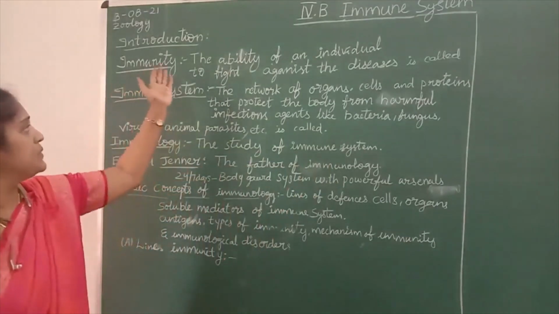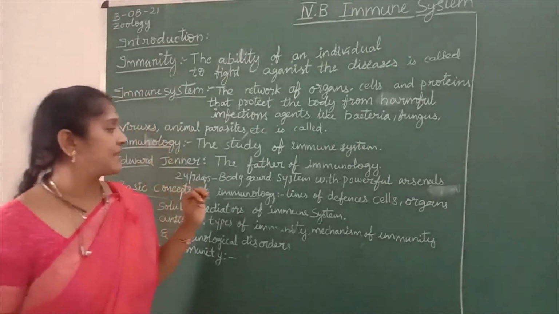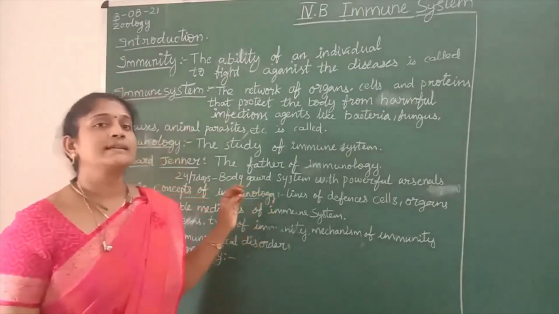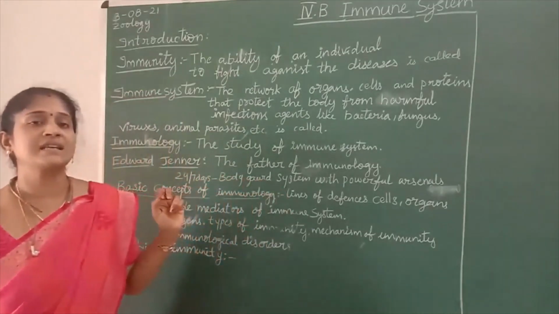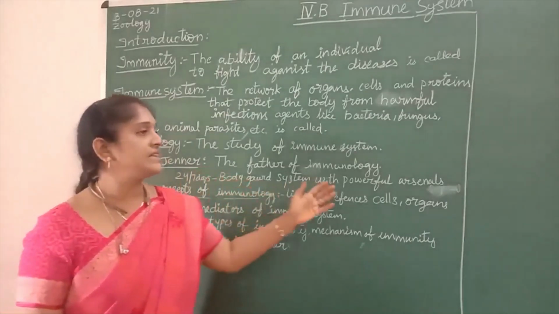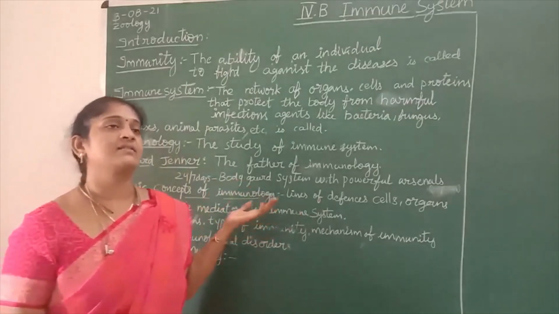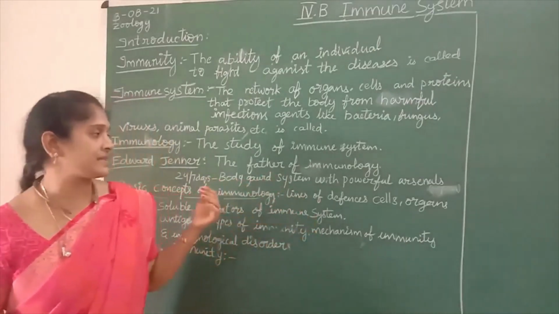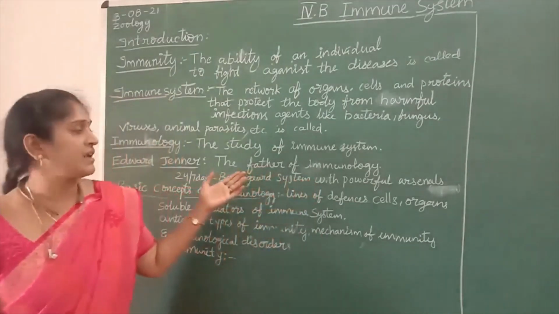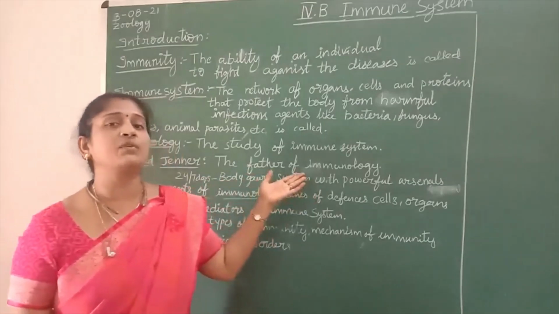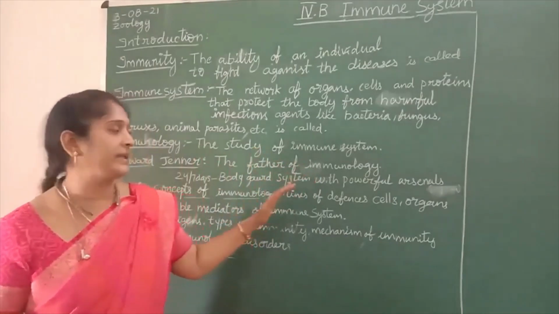So, what is immunity? Immunity is a self-guard system, a bodyguard system with powerful arsenals. Arsenals means weapons. These weapons help us to fight against parasites, fungus and viruses. This bodyguard system always works for our body, 24 hours. At every time they will protect our body.